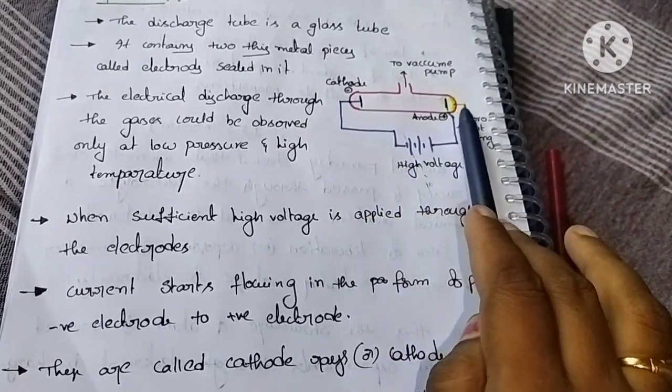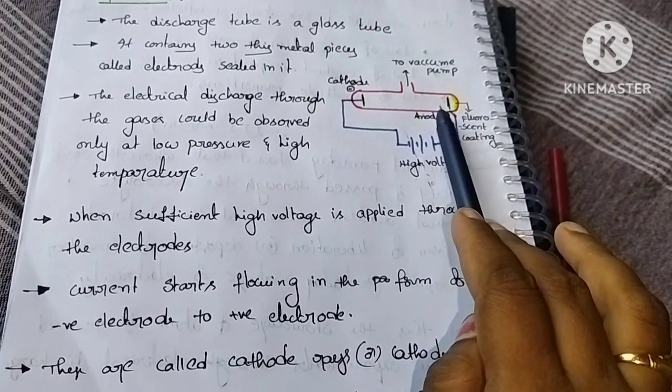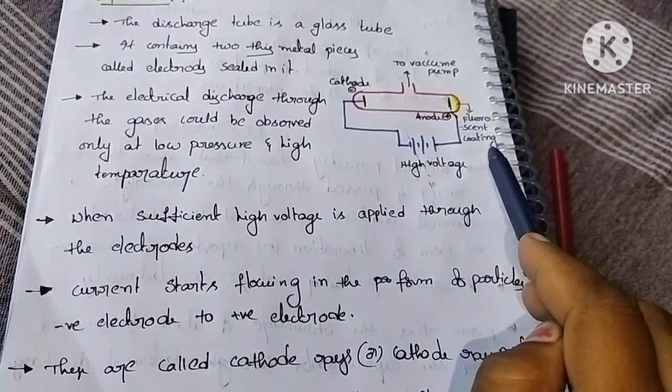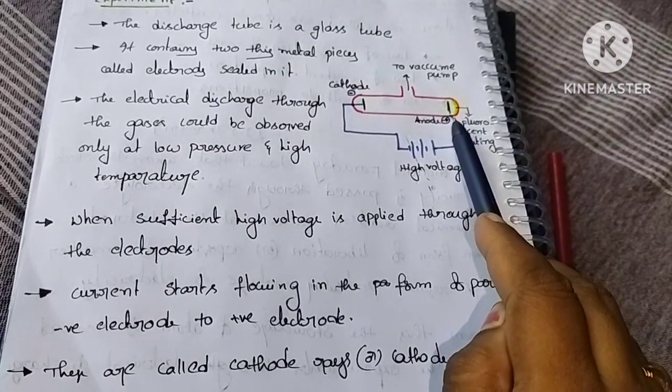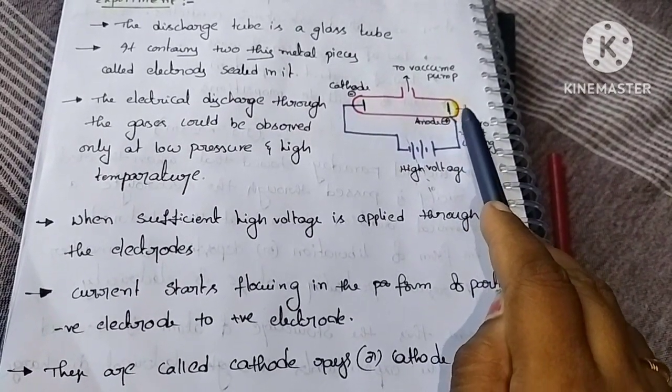The total movement of these particles is observed by a fluorescent coating screen, which is placed at the anode end of the discharge tube.